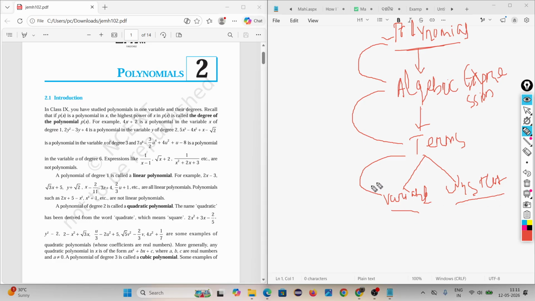What do you mean by term? Variable into constant. What do you mean by algebraic expression? Combination of terms. What do you mean by polynomials? It is also many terms. Algebraic expressions have many terms, and polynomials also have many terms, but there is a little bit of difference between them. So we should start from variable.